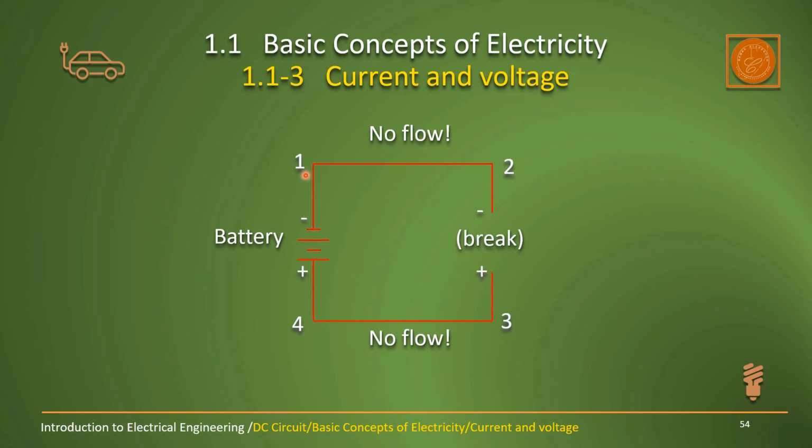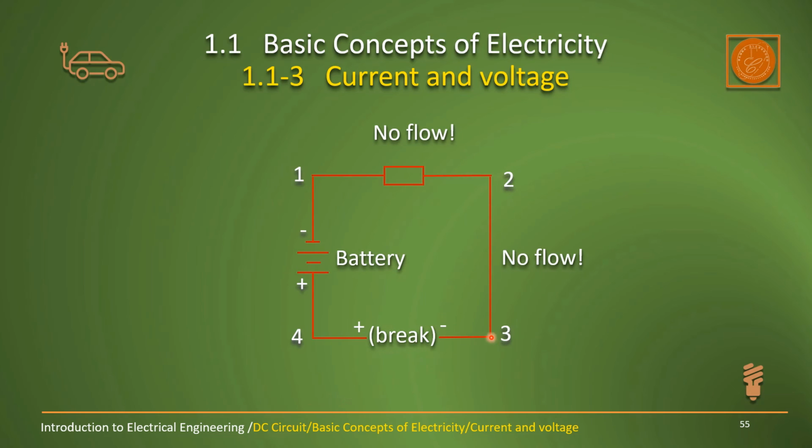So point 1 and point 2 should be the same. This is negative, because point 3 is connected to point 4. So point 4 is positive. So this is positive, and this is negative. It means this point's voltage is higher than this point.